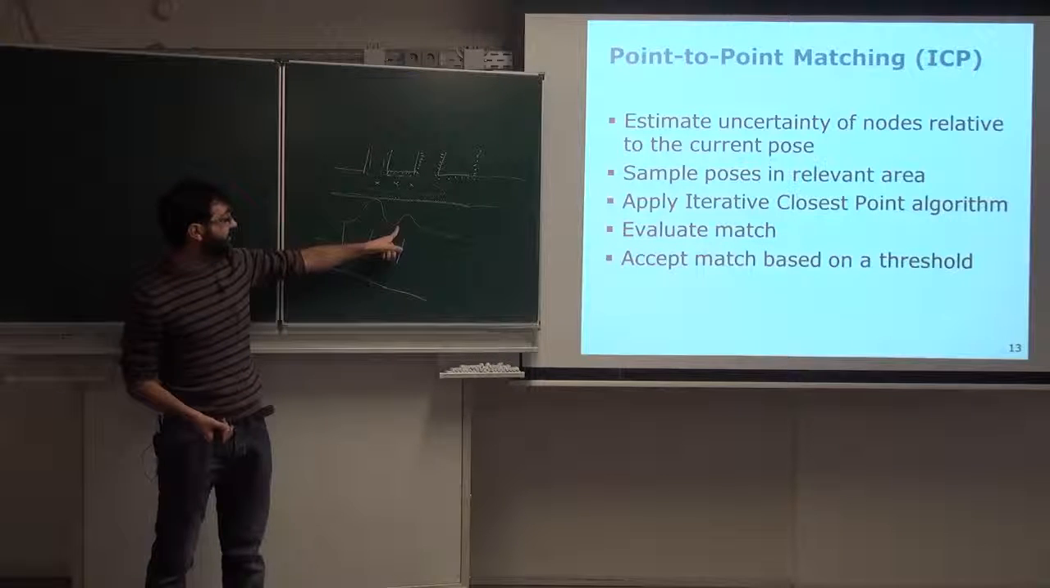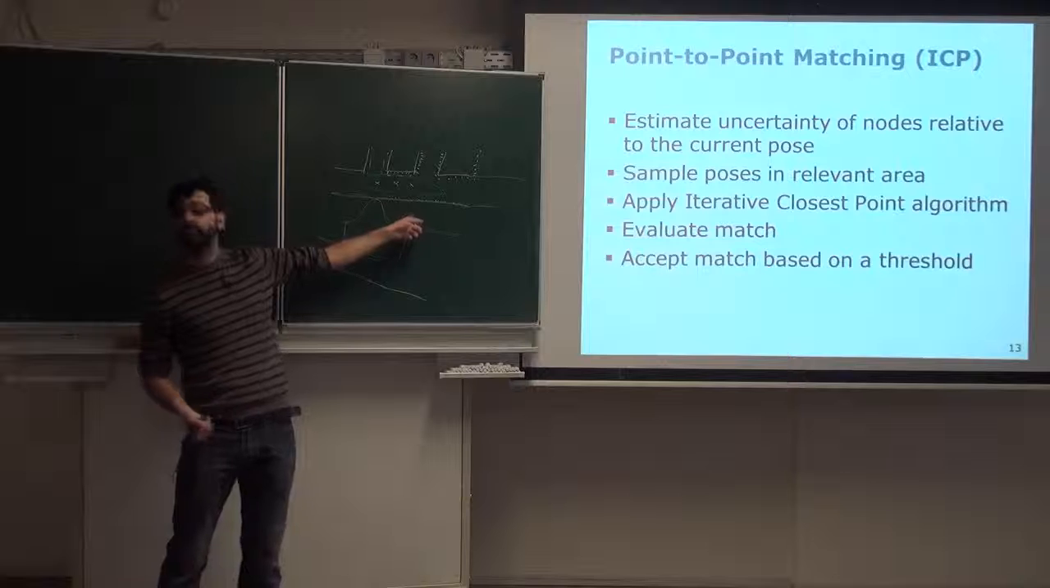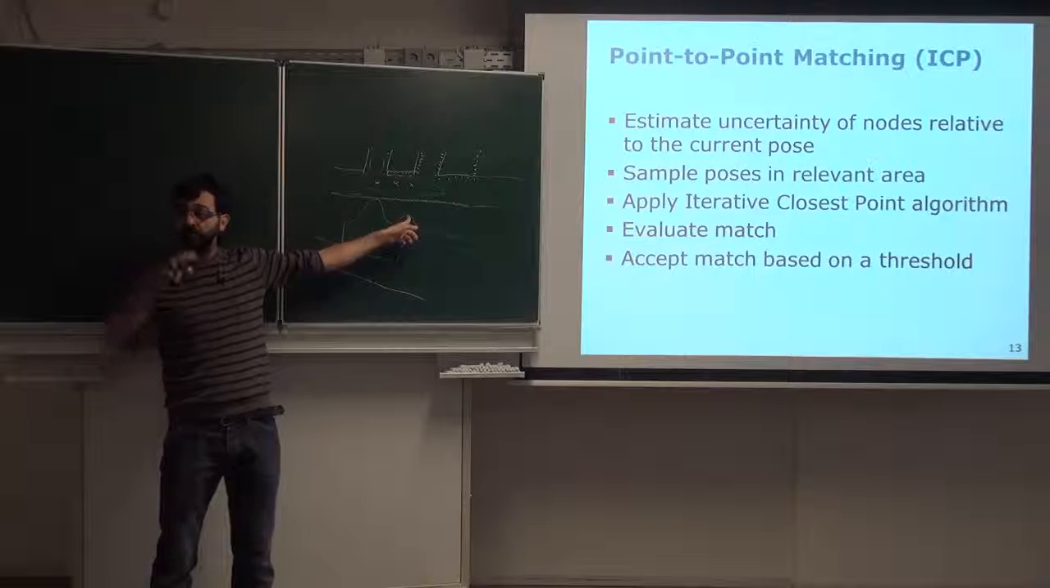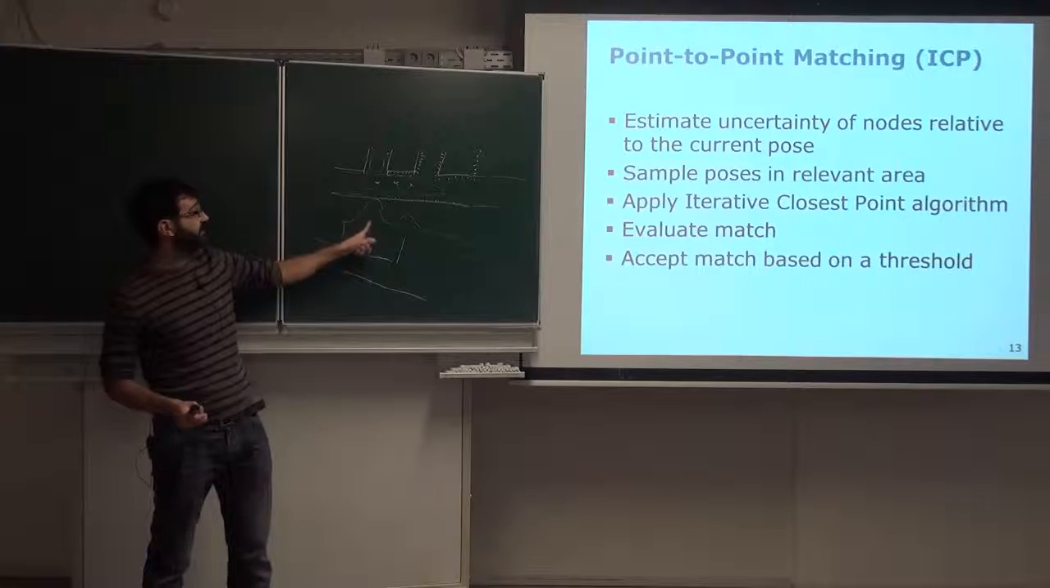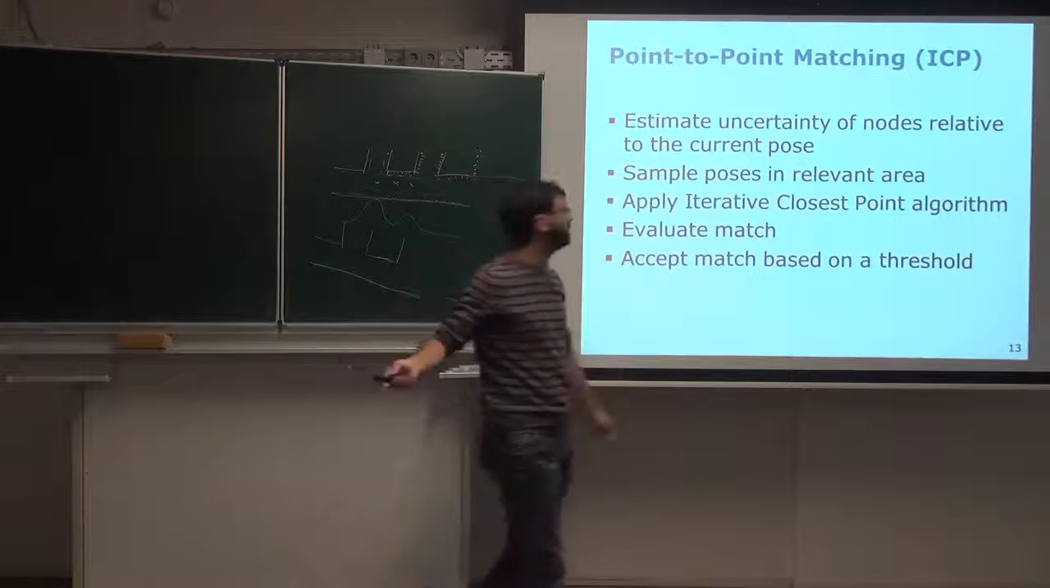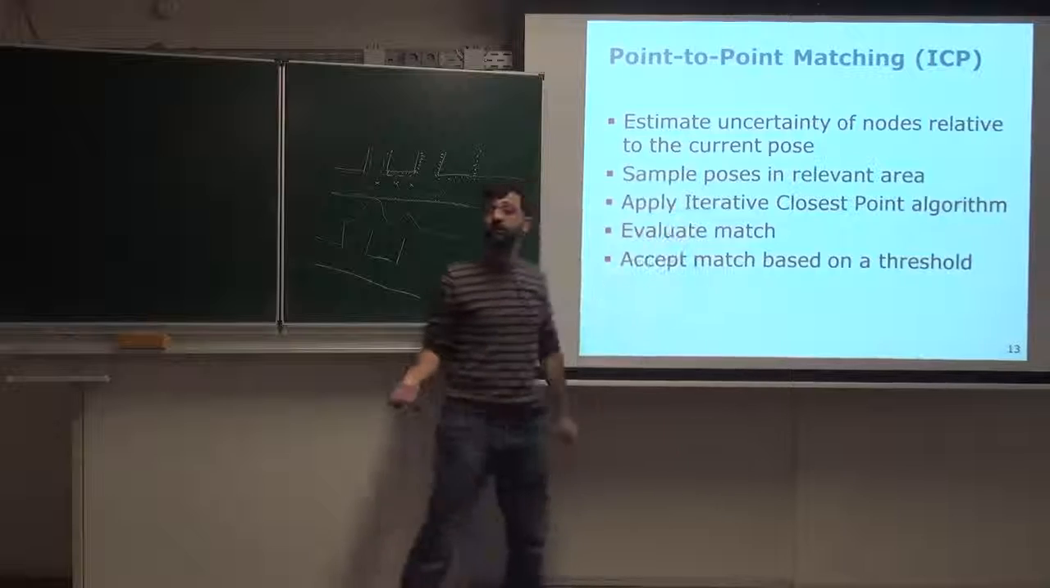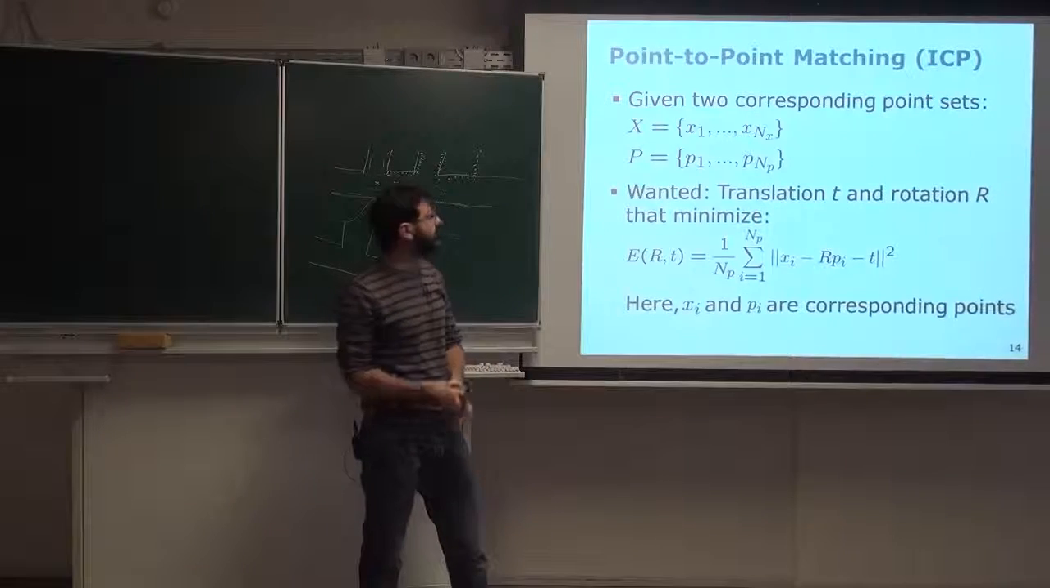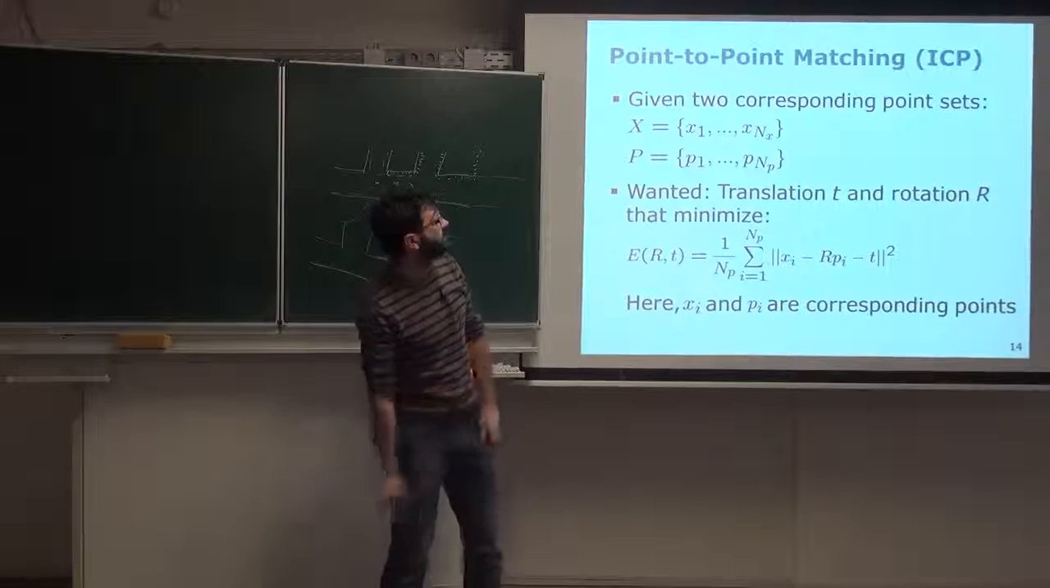If you end up initialized here, you will converge to this part, because it's a local search. If you are initialized around here, you will converge to this part. We'll see in detail how the algorithm works, but that's the idea of why you need to sample places there. Now, how does ICP work?